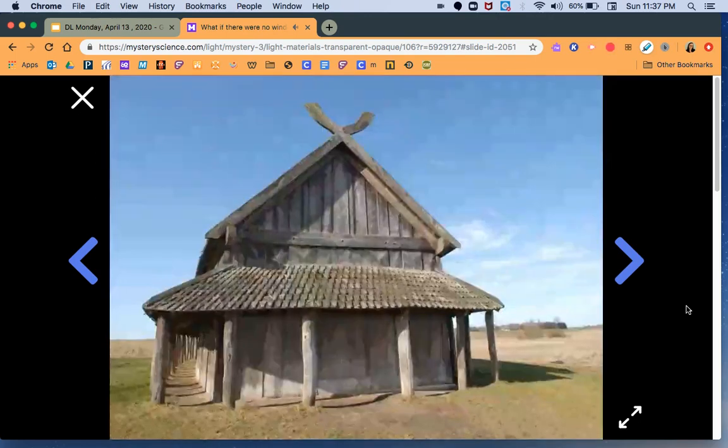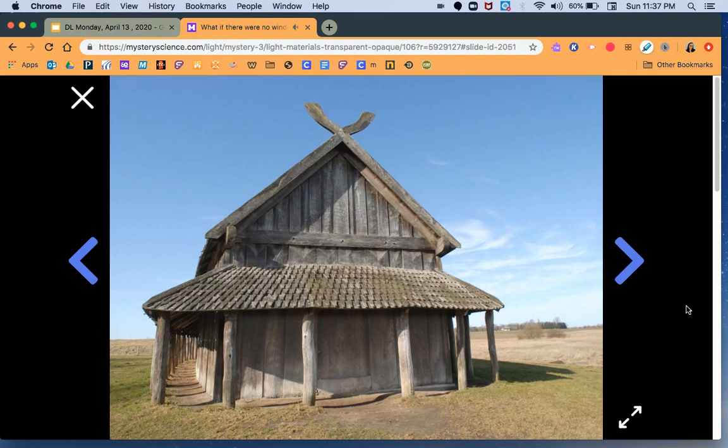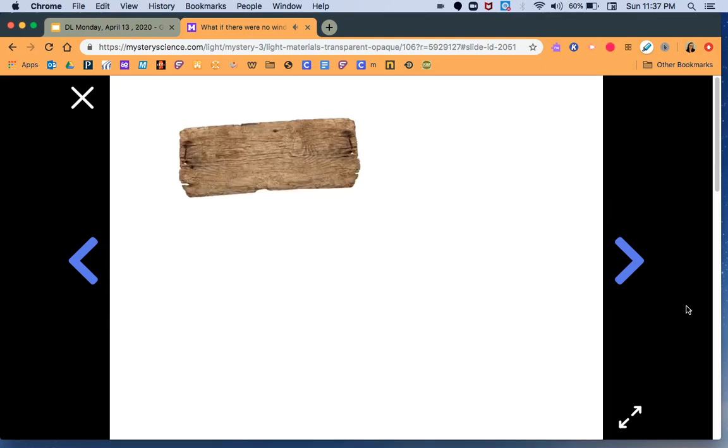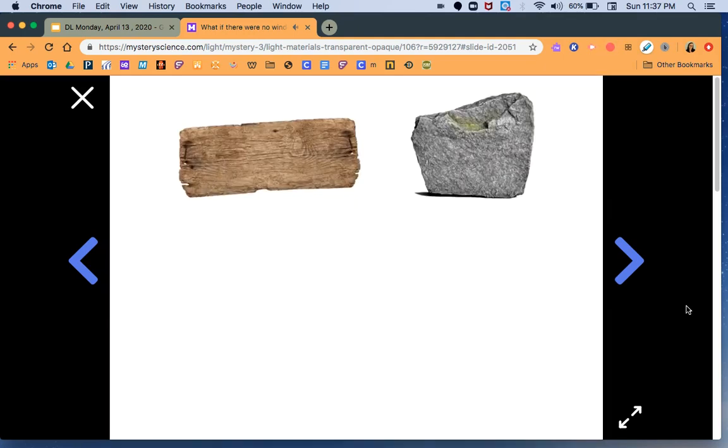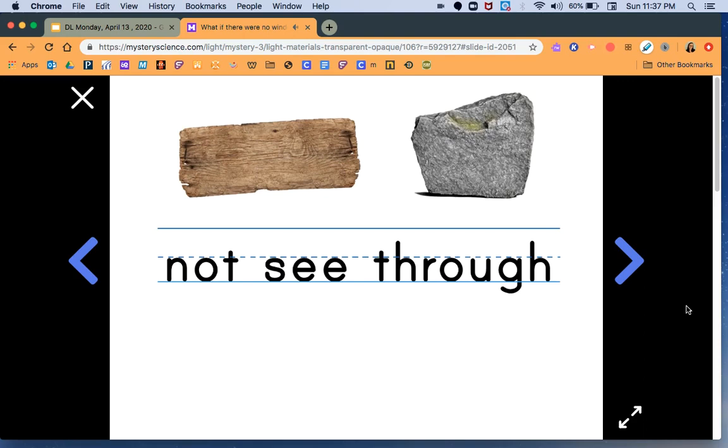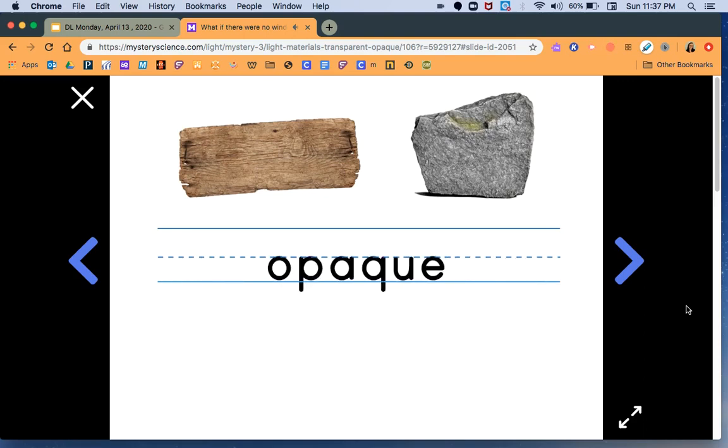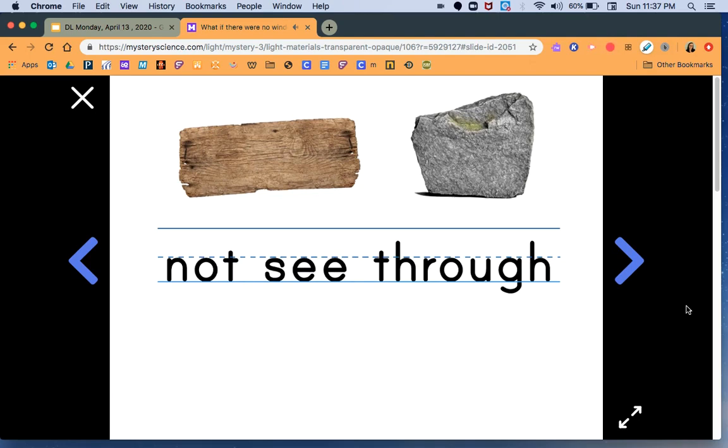Before they were invented, most people's homes didn't have windows. Think of how dark it would have been inside this house. These homes were completely made of materials that weren't see-through. Materials like wood or stone. These are not see-through. The fancy word for this is opaque, but I'll keep saying not see-through for now.